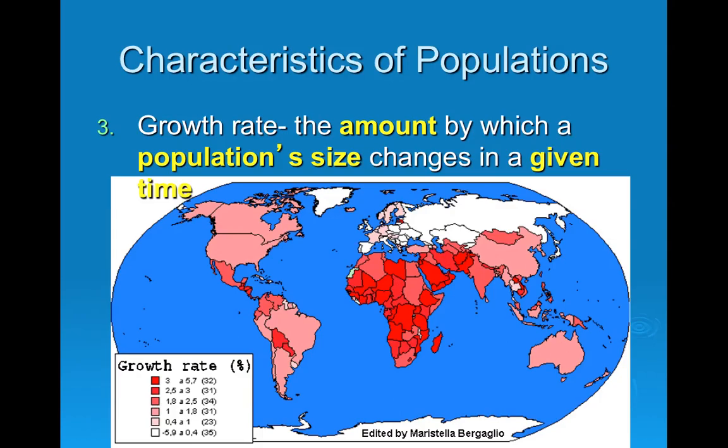The growth rate is just the amount by which a population size changes in a given time. Here's a map of the world, and if we look at the colors here, if it's red, that means the population is increasing, and the darker it is, the faster that population is increasing. However, if you look at areas that are white, this is where the population is actually decreasing, and there's no variance in that. It just is decreasing on this chart right here.